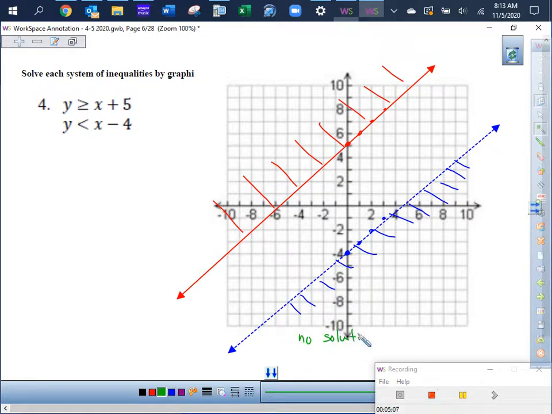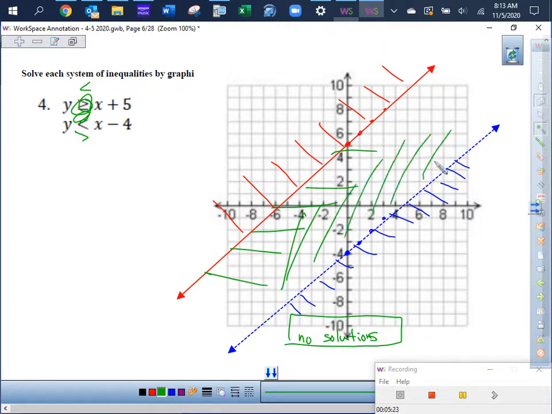But what you need to understand is that doesn't always happen just because you have parallel lines when you're graphing inequalities. You still have to do the shading. Because what could happen is I could switch these symbols around, and make this a less than and this a greater than, and I could shade below this line and above this line, and wouldn't the shades totally overlap in that case? So just because the lines are parallel does not mean there is no solutions to this. It's because the shades never overlapped. That's why there was no solutions to this.